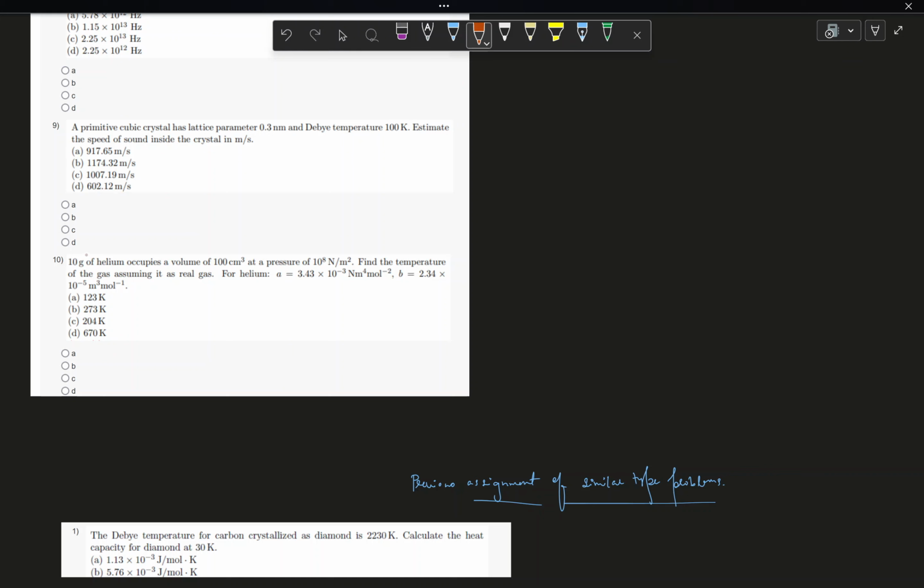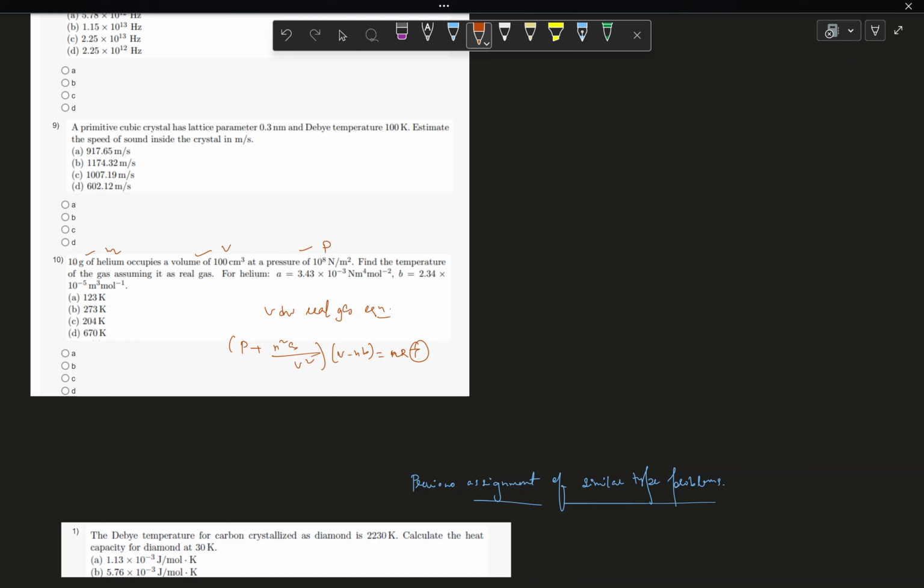So this is again, mass is given, volume is given, pressure is given. Find the temperature assuming it is real gas. So A and B are given. So basically you have to use the Van der Waals real gas equation. This is very obvious, right? Because all the information is given to you except for temperature. So then you have to use (P + n²a/V²)(V − nb) = nRT. So the T will be calculated from here.